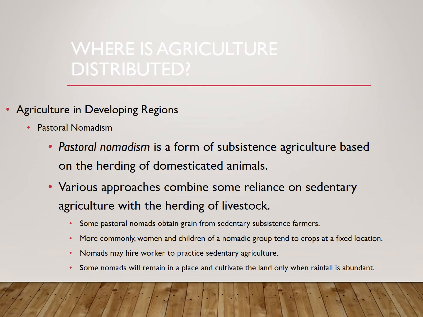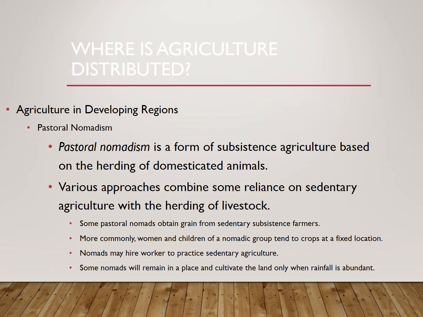Let's talk about pastoral nomadism. I know you've always wanted to talk about it, so let's get right to it. It's a form of subsistence agriculture. Again, that's when the food you produce is really just so you can make it to the next day. It's just for your family, not to make money off of. You're not trading it, at least not very much of it. And it's based on the herding of domesticated animals. So this is a very ancient agricultural practice. It can still be found occurring today, though the number of people who live this kind of lifestyle is going down.